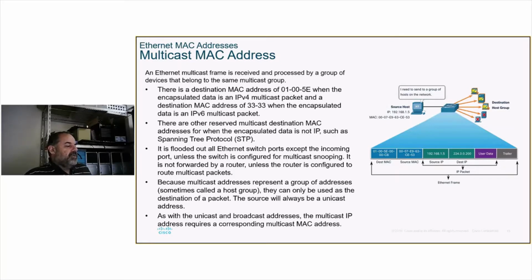Now, it is not forwarded by a router unless that router is configured to route multicast packets. So there are actually separate routing protocols for multicast. Because multicast addresses represent a group of addresses, sometimes called a host group, they can only be used as a destination of a packet. The source will always be a unicast address. As with unicast and broadcast, a multicast IP address requires a corresponding multicast MAC address. So there's actually a part of the IP addressing range that's set aside for multicast. There's also a part of the MAC address range that's set aside for multicasts.